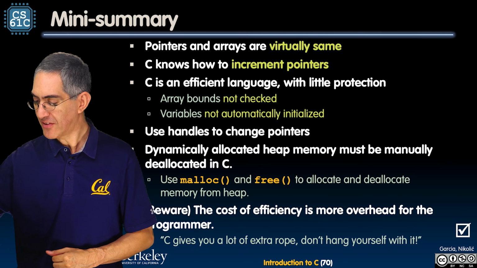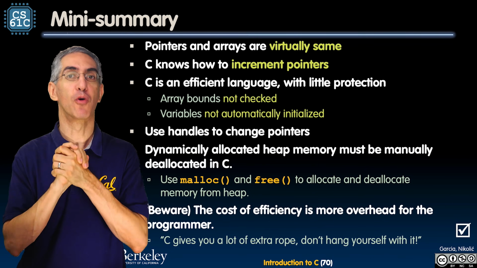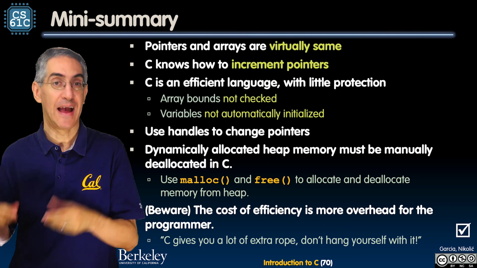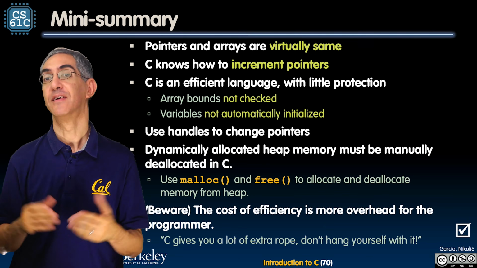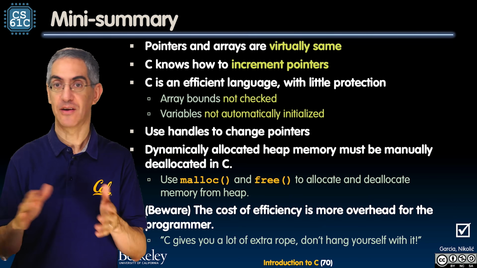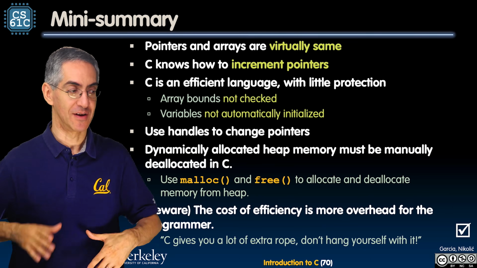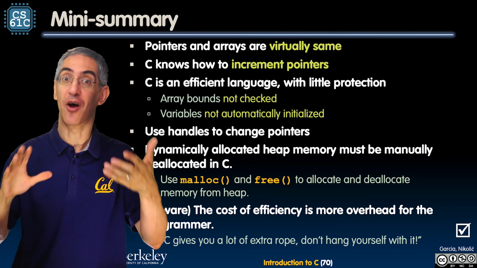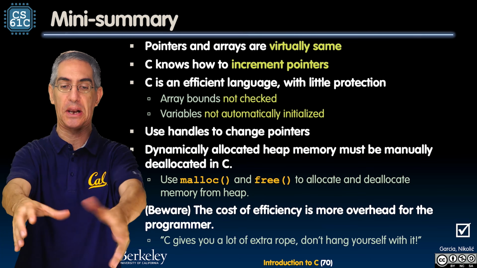So, mini summary for this little mini lecture. Pointers and arrays are virtually the same, except for that little exception I showed you about where they live, and that you can't increment an array variable. C knows how to increment pointers, plus and minus. It knows what the size of it is and moves them around. It's an efficient language with little protection. It's basically going to let you hurt yourself. It's a very sharp-edged car, a very sharp-edged car with no plastic around you, just a wild engine running there.